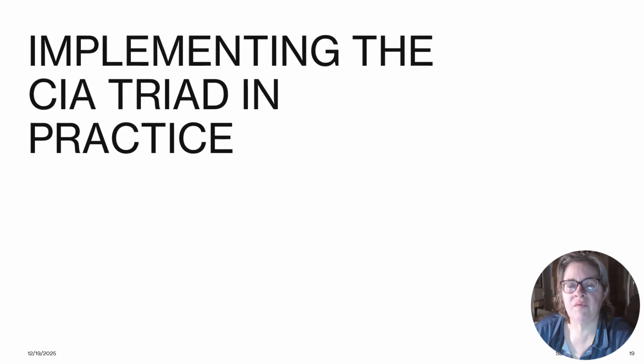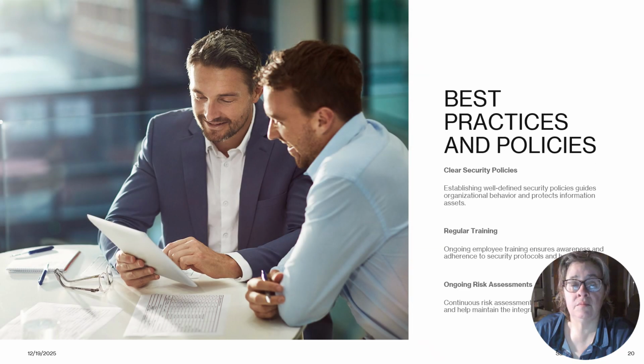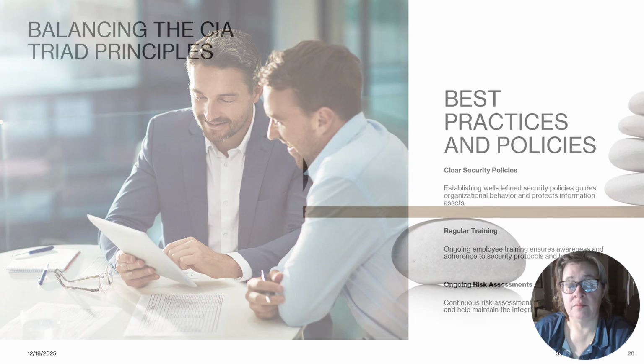This section focuses on applying the CIA triad principles effectively through policies, balancing priorities, and learning from practical examples. Developing clear security policies, regular training, and ongoing risk assessments are crucial to enforce the CIA triad principles within organizations.